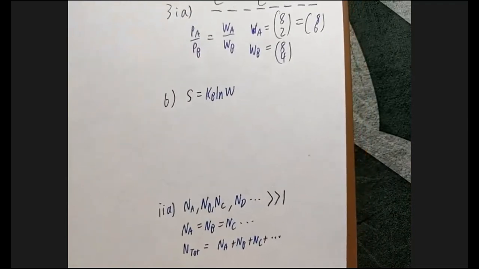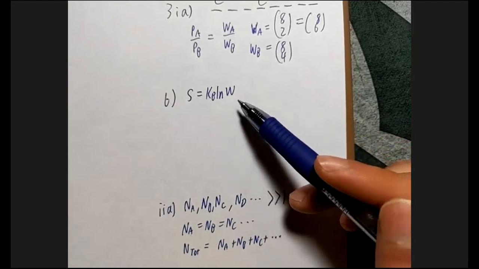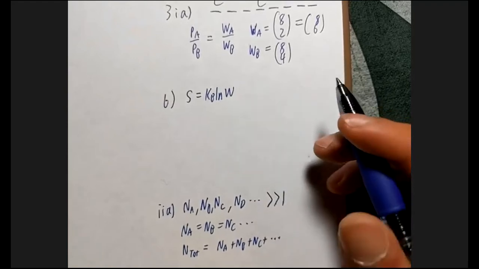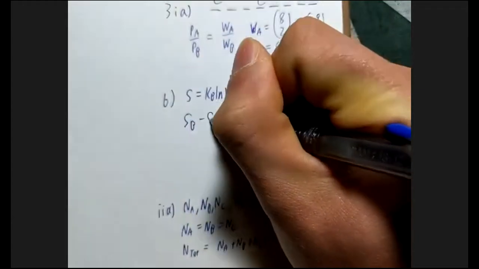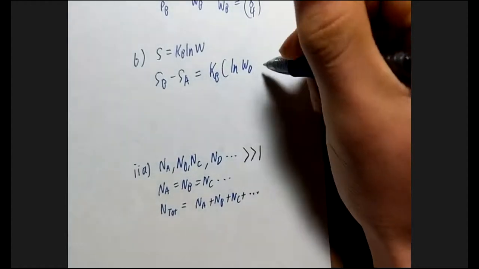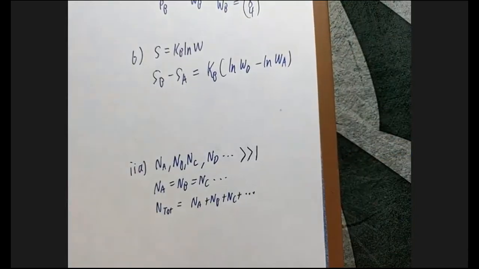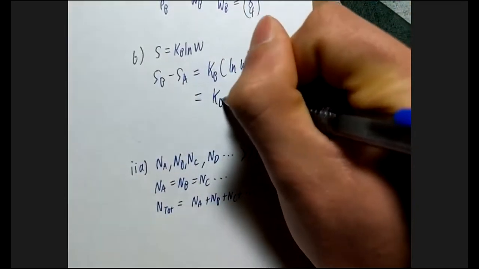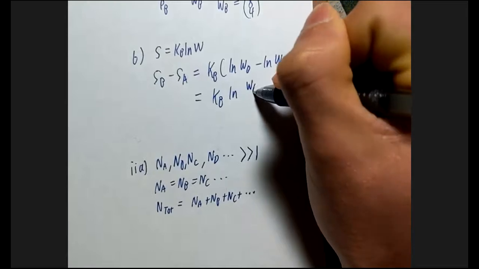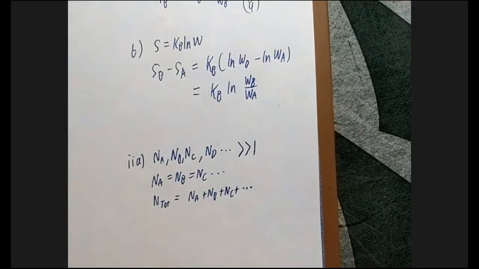And then for part B, you're asked about the difference in entropy. And you're given that the statistical definition of entropy is here. When you're asked for the difference of entropy, you just take S_B minus S_A, and then you'll have k_B factored out, ln of the multiplicity of B minus ln of the multiplicity of A. And from the logarithmic properties, you can essentially get this equation.